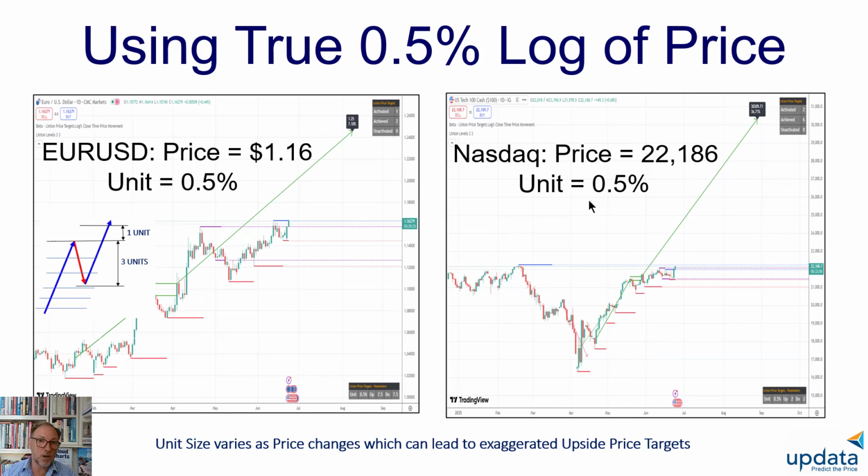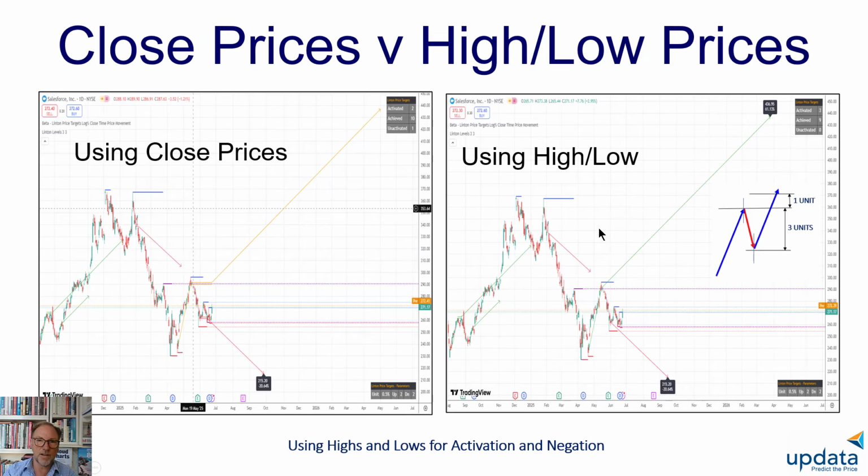I like to use log scale, and that is where the box size or the unit size is varying. So if you imagine as we go up, the unit size is getting bigger and bigger. These are true log scale units. We're using a log of the price, and that just means that we're using like with like. So if I set my settings to 0.5%, whether I'm using it on Eurodollar or on NASDAQ, I'm still using the same box size. So log scale has that advantage. And if you're going through lots of different charts, that just means you're not having to think about the unit size.